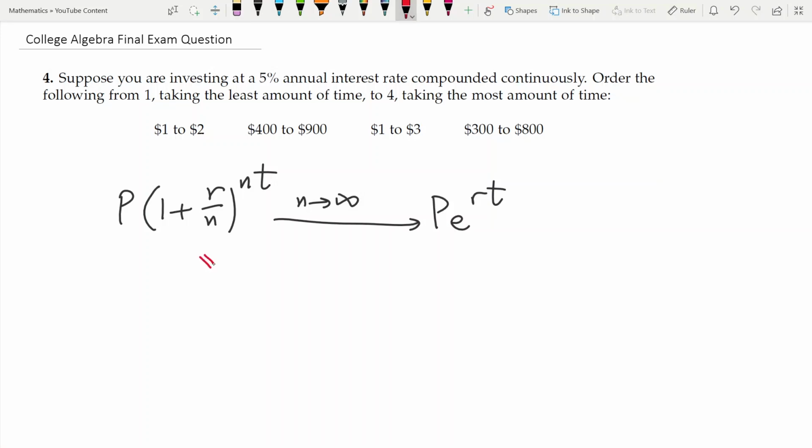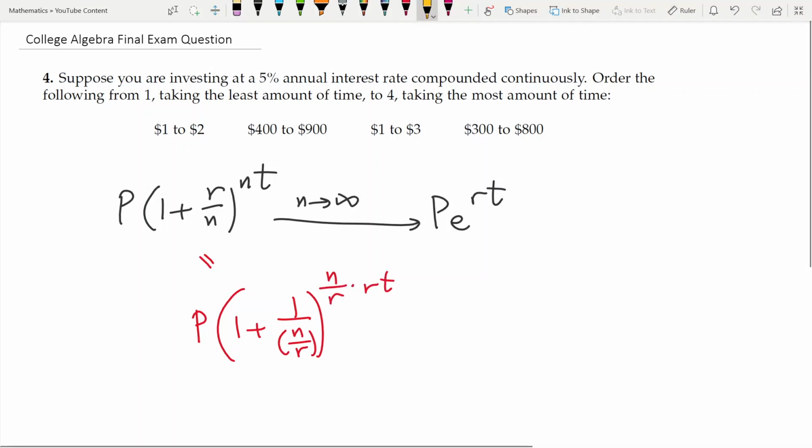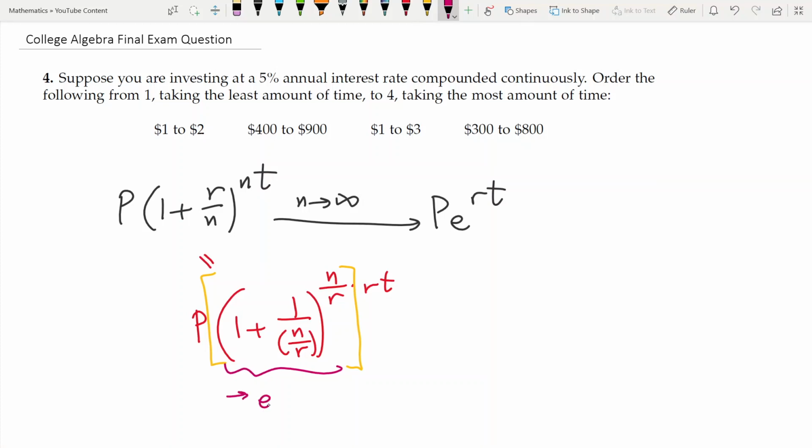The reasoning for this, I'll just write down quickly, is you can rewrite this expression in the following way. And then you can put parentheses like this. So certainly this term here is going to approach E as N goes to infinity. And that's because R is a fixed positive number, so N over R also approaches infinity. And there we go.